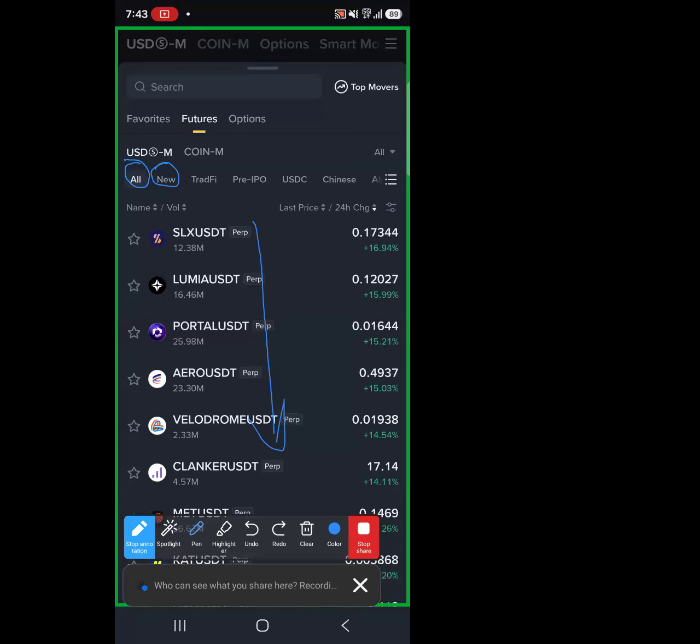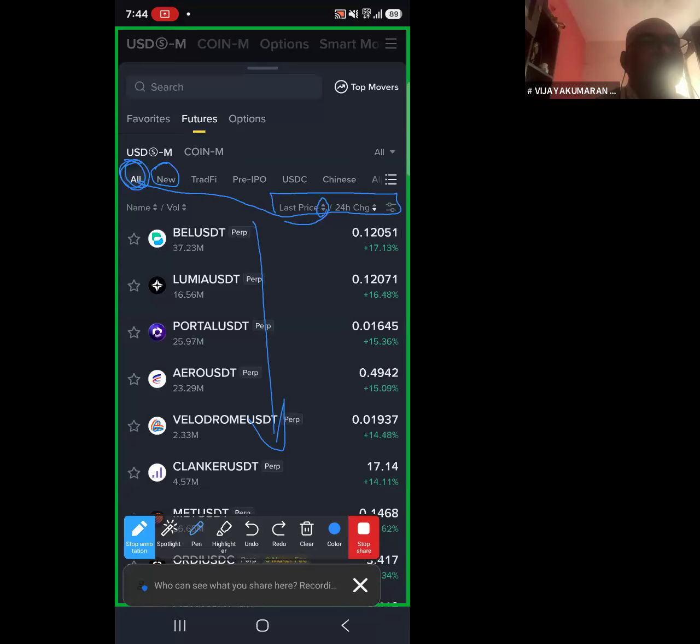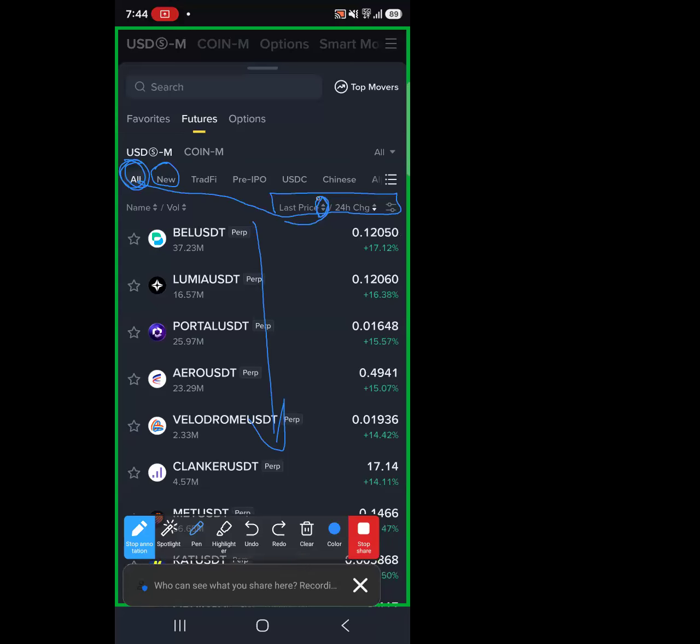So now, when you are on new and you come here, this is where you change this one. I believe you know how to change the percentages, how to arrange the coins based on their prices. Here, you can arrange it based on the percentage change from the most performing to the least performing. It's just a matter of tapping these arrows. There is one arrow pointing downwards and another pointing upward.